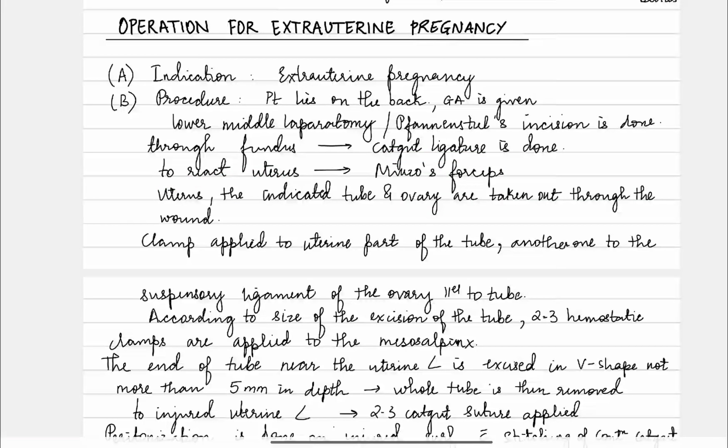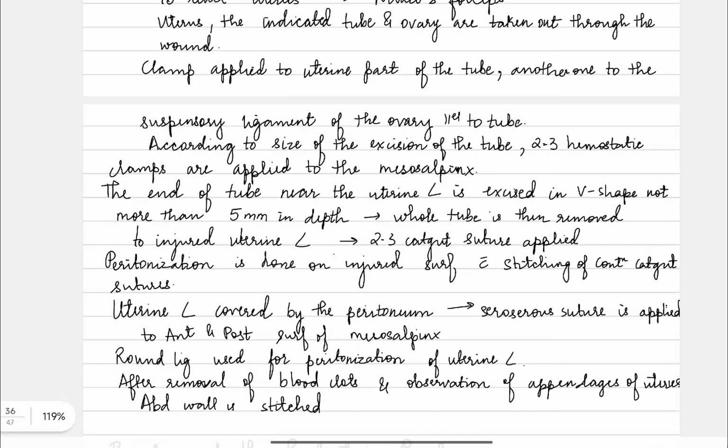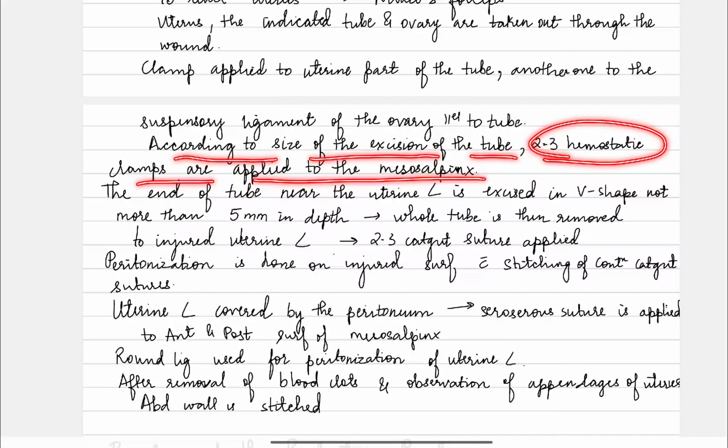To retract the uterus, Meiosis forceps is used. Uterus, the indicated tube and ovary are taken out through the wound. Clamp is applied to the uterine part of the tube, another one to the suspensory ligament of ovary parallel to the tube. According to the size of excision of the tube, 2 to 3 hemostatic clamps are applied to the mesosalpinx.